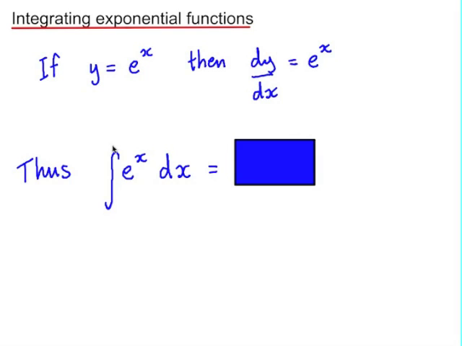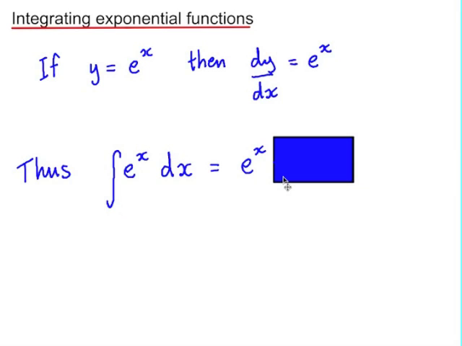Integrating an exponential function, remember, is like antidifferentiating. So the integral of e to the power of x is e to the power of x. But don't forget, when integrating, we also need to consider the constant of integration.